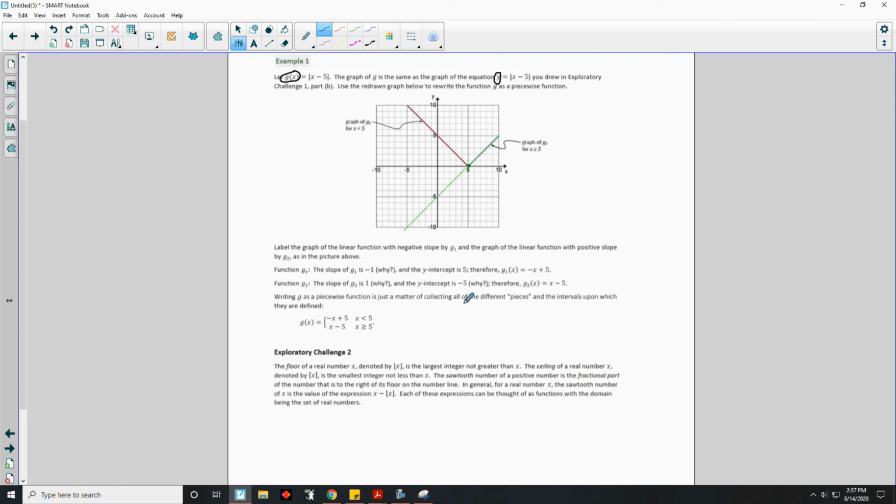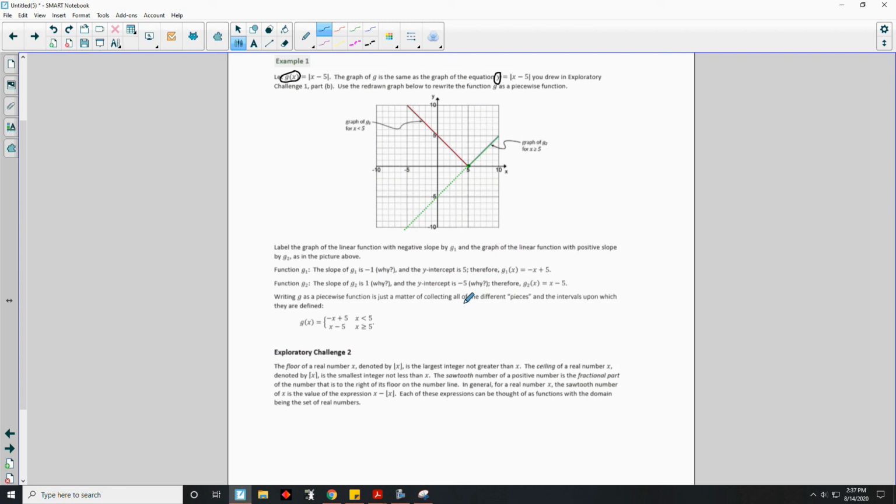All right, exploratory challenge 2. The floor of a real number x is the largest integer not greater than x. The ceiling of a real number x is the smallest integer not less than x.